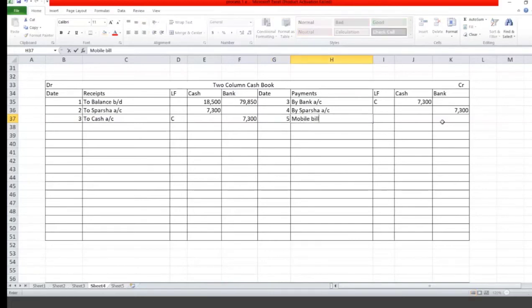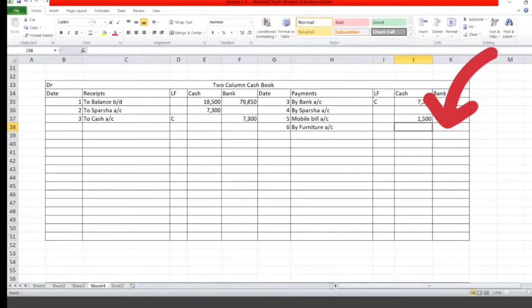Next, paid mobile bill by mobile bill account. They didn't mention anything, so by default it is a cash transaction, 1,500. Next transaction on 6th, purchased furniture by furniture account and paid by check. What is the amount? 12,500. Enter in the bank column.